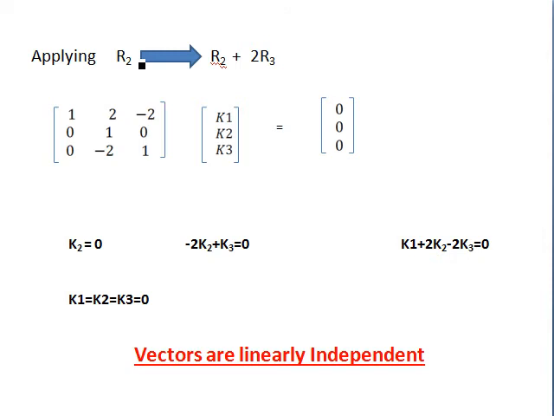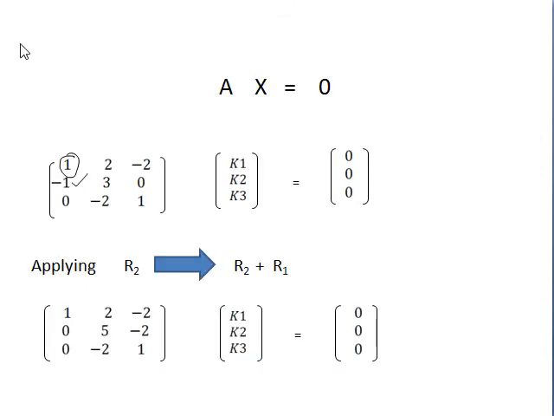Next step is R2 will be equal to R2 plus twice R3 because we have to make this element as 0. Therefore we have applied the row transformations as R2 is equal to R2 plus twice R3.